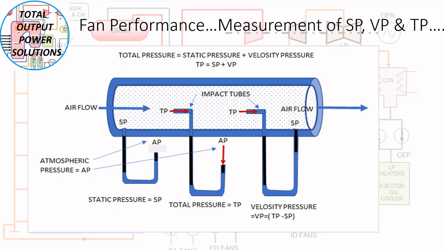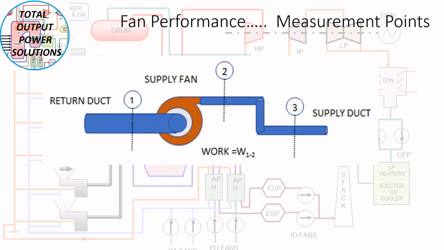Now the measurement points where we will measure the velocity pressure and static pressure. It is measured first in the return duct, or you can say the fan suction duct. The second point is the fan discharge duct, and the third point may be at the supply duct. At all these three points you can measure the pressures and calculate the velocities.